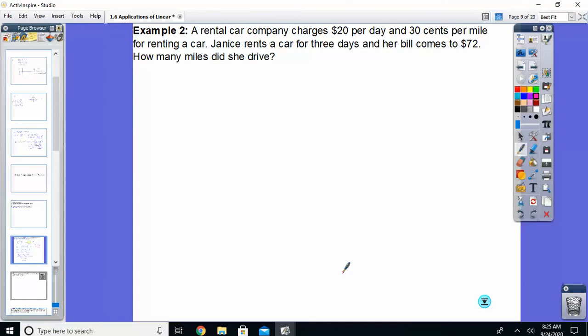Can I draw a picture for this? No, I don't really need a picture. We need to define a variable. What am I trying to find? How many miles? So pick your favorite letter. K. Oh, okay, X. So I'm going to say X is the number of miles. That's defining my variable. Last time I was able to draw a picture, this time I can't, so I'm just going to say it in words.